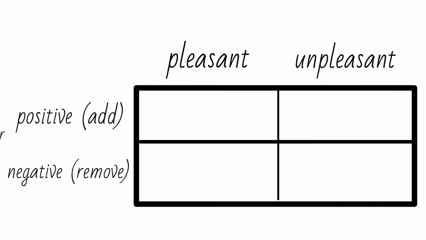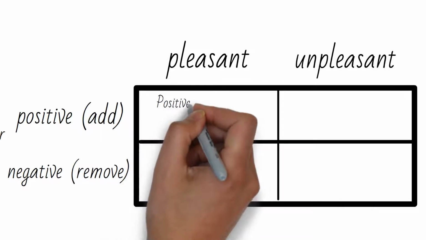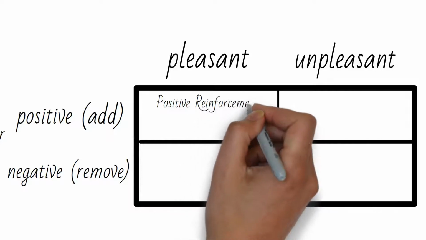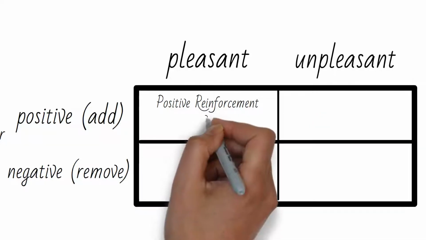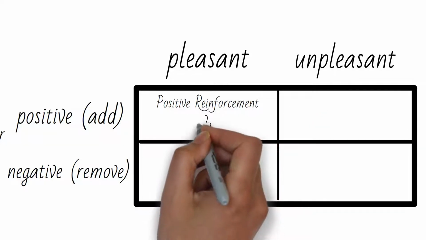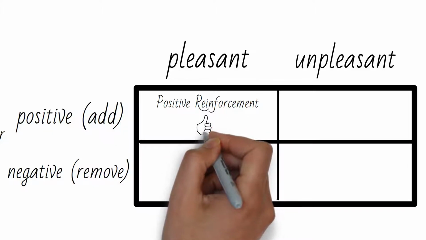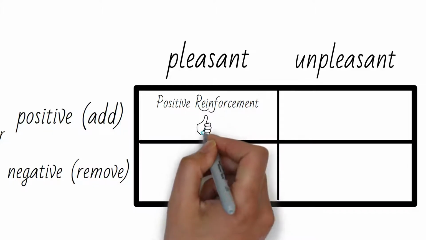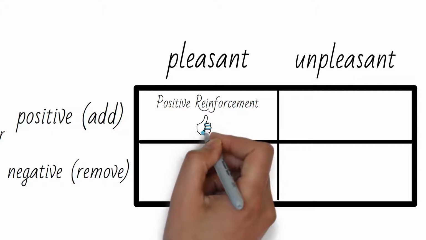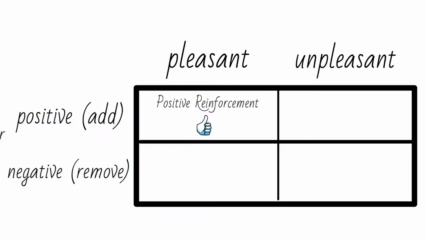When you add something pleasant, that is a positive reinforcement. An example would be the thumbs up or like button that we see in social media today. When you post something that we like or want and give a thumbs up to, then that increases the likelihood that you will post again.